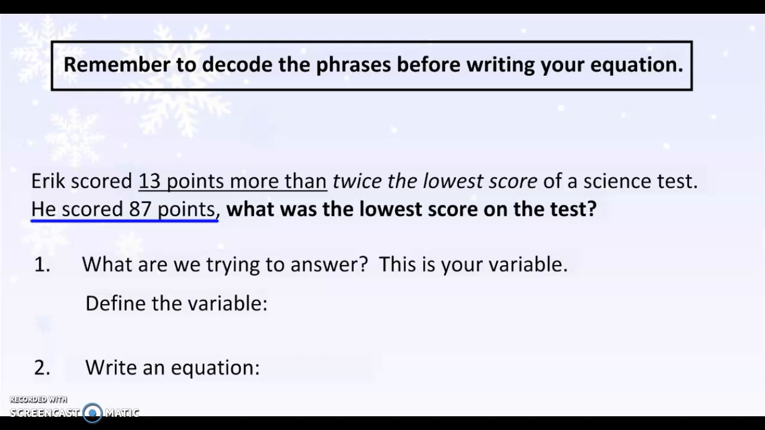What we're trying to do is figure out what we're trying to answer. Whatever we're trying to answer, that's going to be our variable. And you do need to define your variable. That means tell me what letter you're going to use. So I'm going to use the letter N. And that's going to be what we're trying to find, the lowest score on the test.